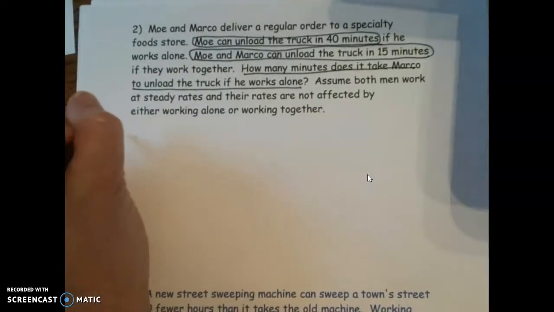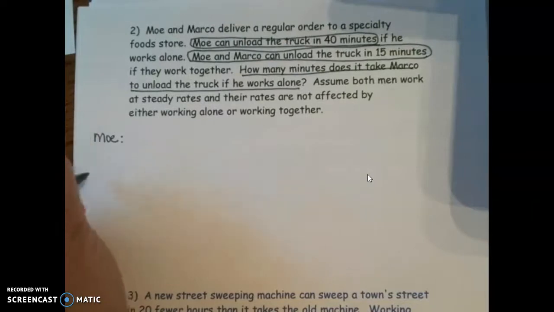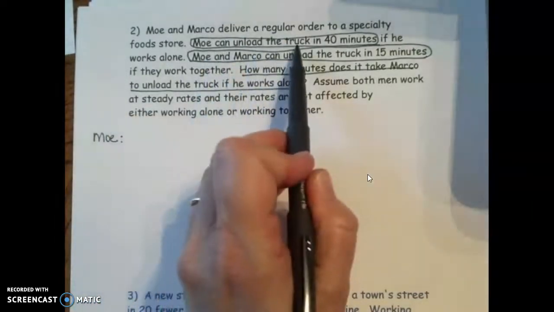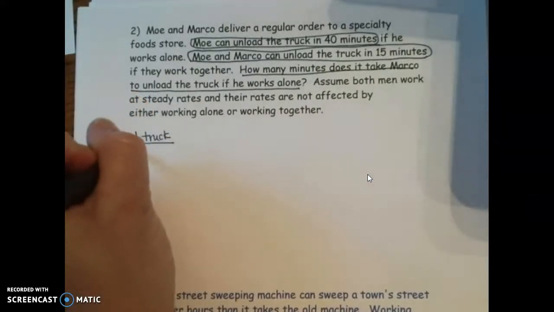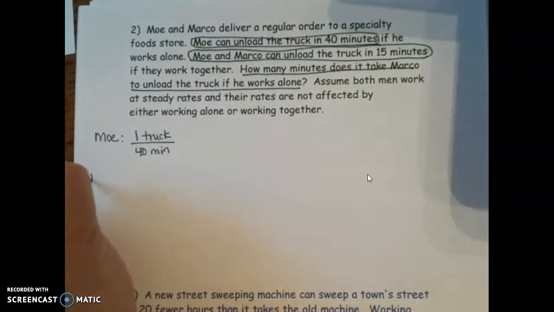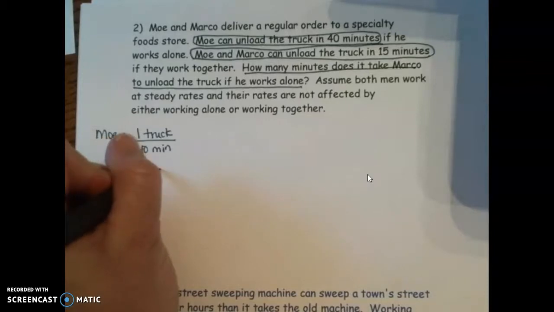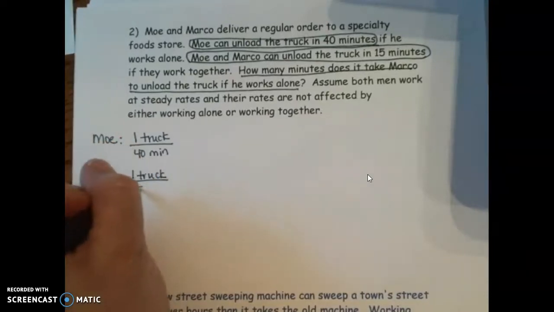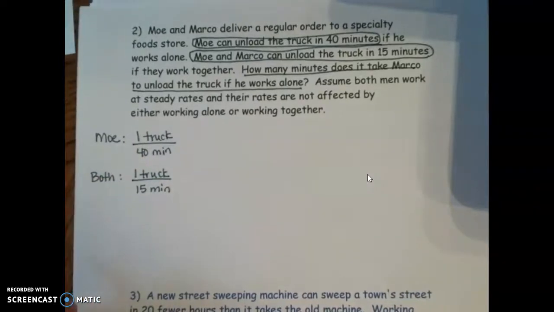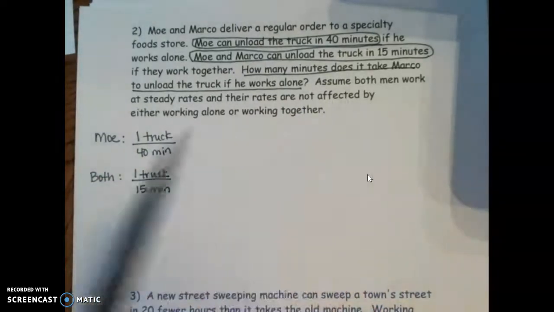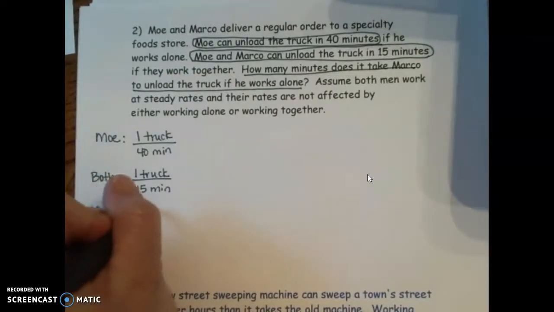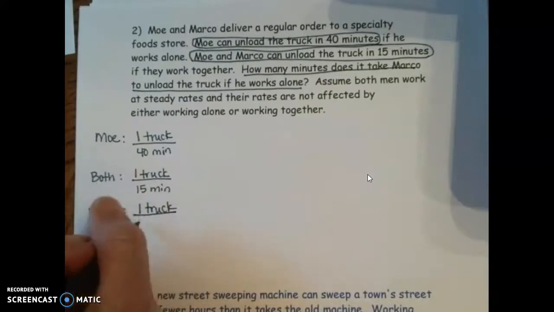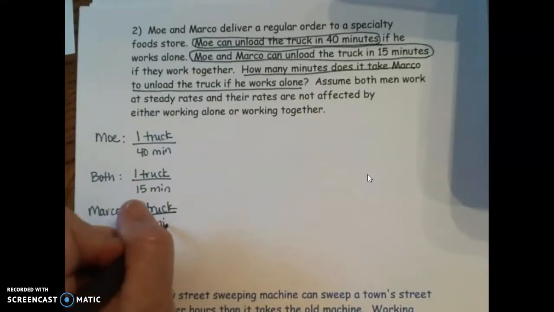So I'm going to set this up like this with each person. It tells us Mo can unload one truck in 40 minutes. It also told us that both men together can unload one truck in 15 minutes. The question asks us how many minutes does it take Marco? So how many minutes for him to unload one truck? Since we don't know, we're going to call that x minutes.